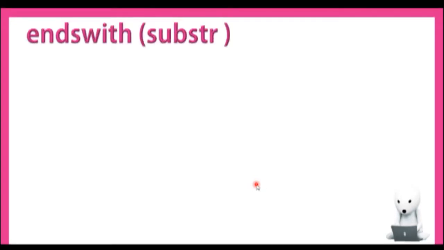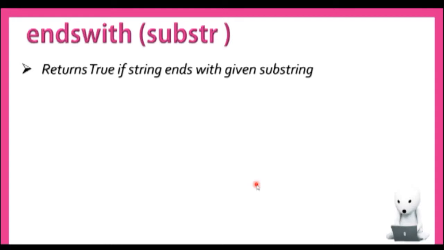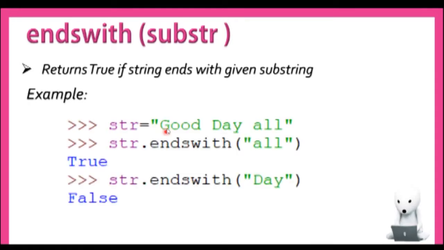endswith substr. It returns value true if the string ends with given substring. Example, str has value good day all. If I check str dot endswith all, will return value true because the string ends with all. Whereas if I say str dot endswith day, because day is not the last word, is not at the end of the string, so it returns value false.